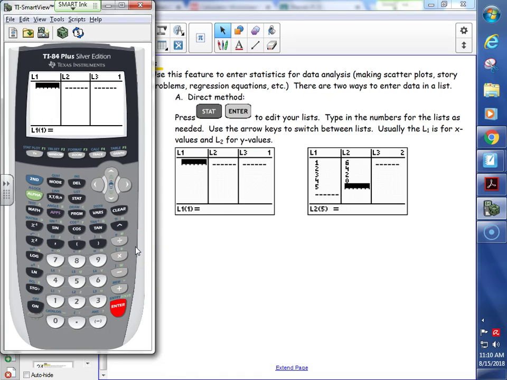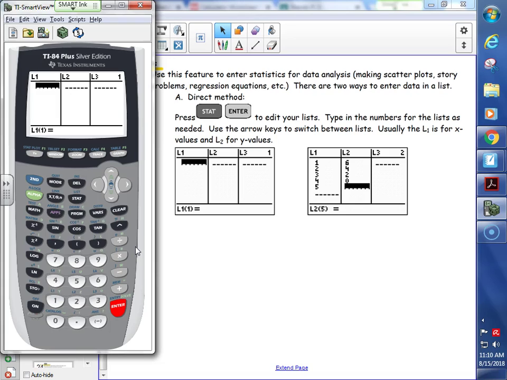A couple things can go wrong. These can randomly get deleted. I'm not going to go through that right now. If it happens to your calculator, just bring it to me. I'll help show you what to do. Don't go up here and start typing stuff or deleting stuff. You'll get in trouble. Stay here and then type in your data.